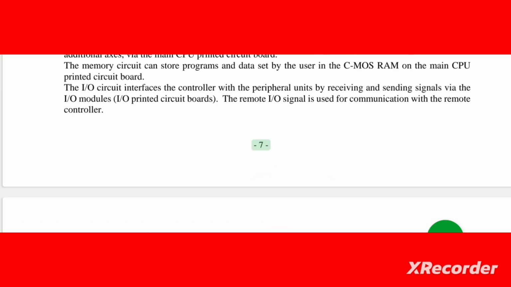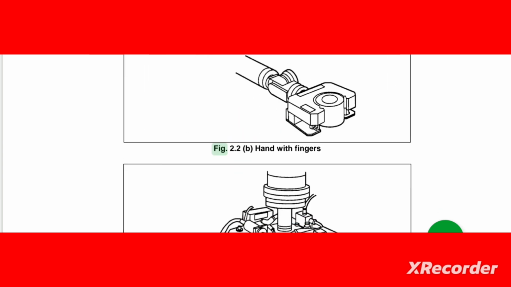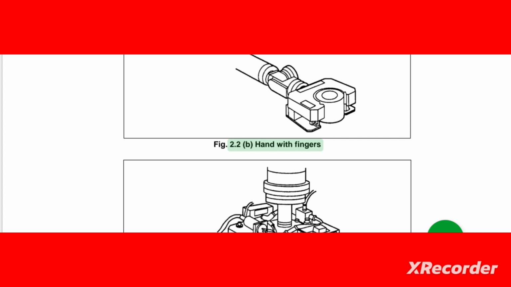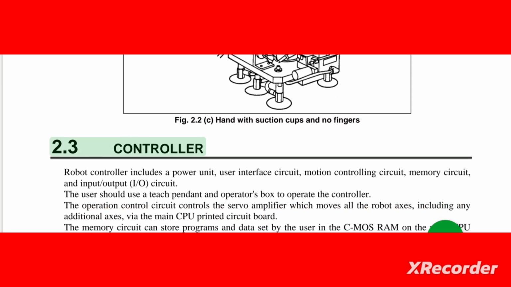B-83284EN/09, 2. Overview, 7. Fig. 2.2 Main axes and wrist axes. Fig. 2.2 Hand with fingers. Fig. 2.2 Hand with suction cups and no fingers.